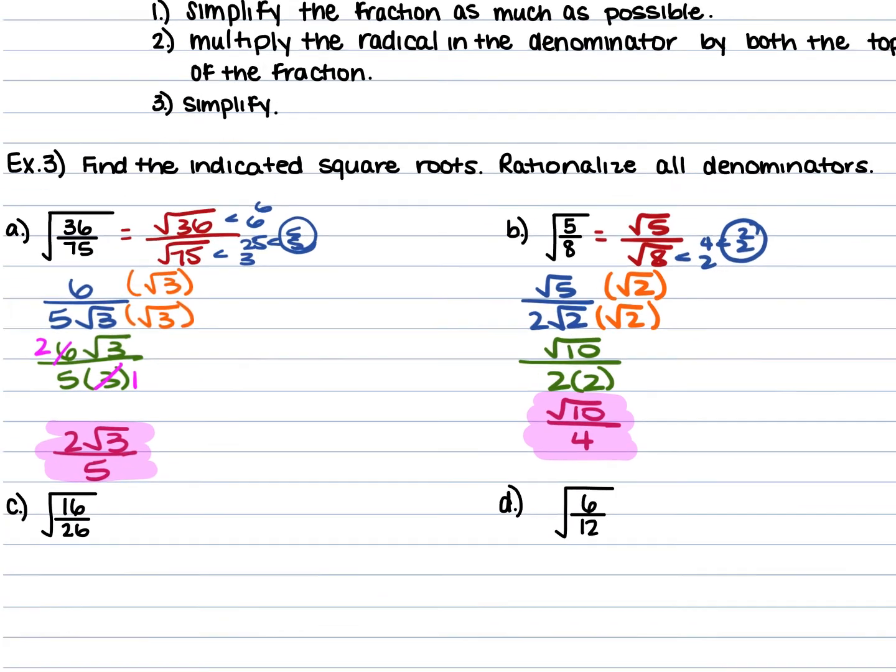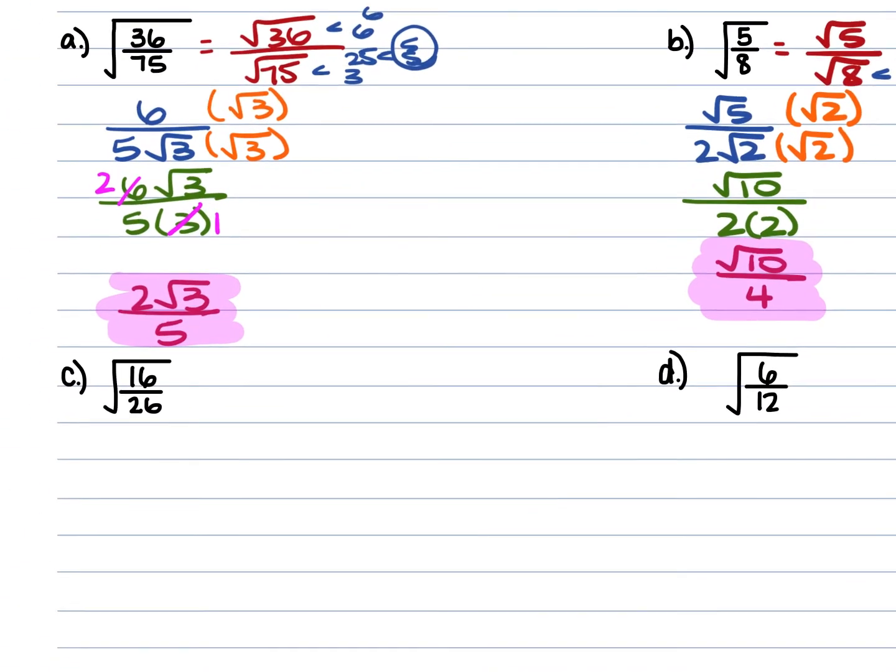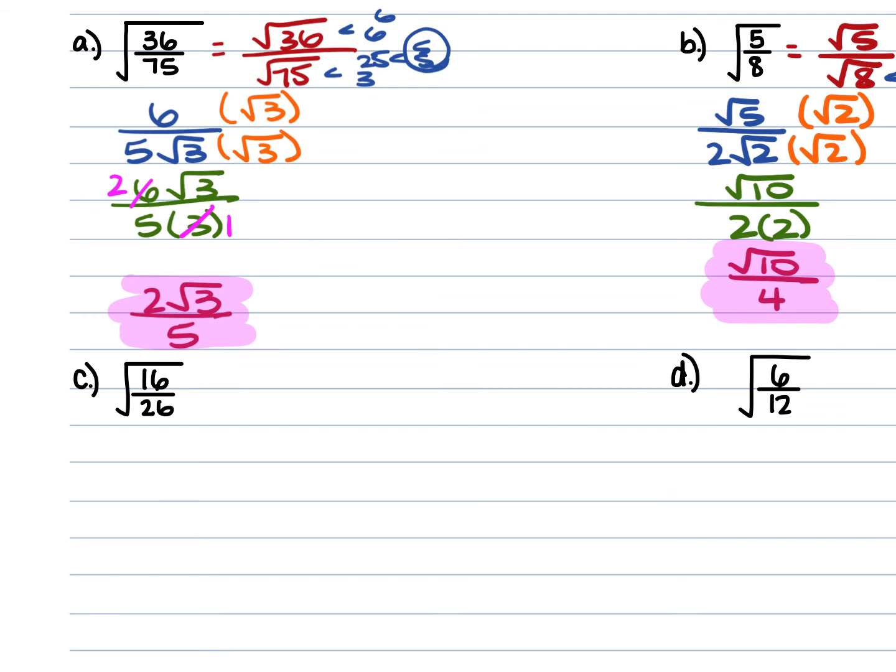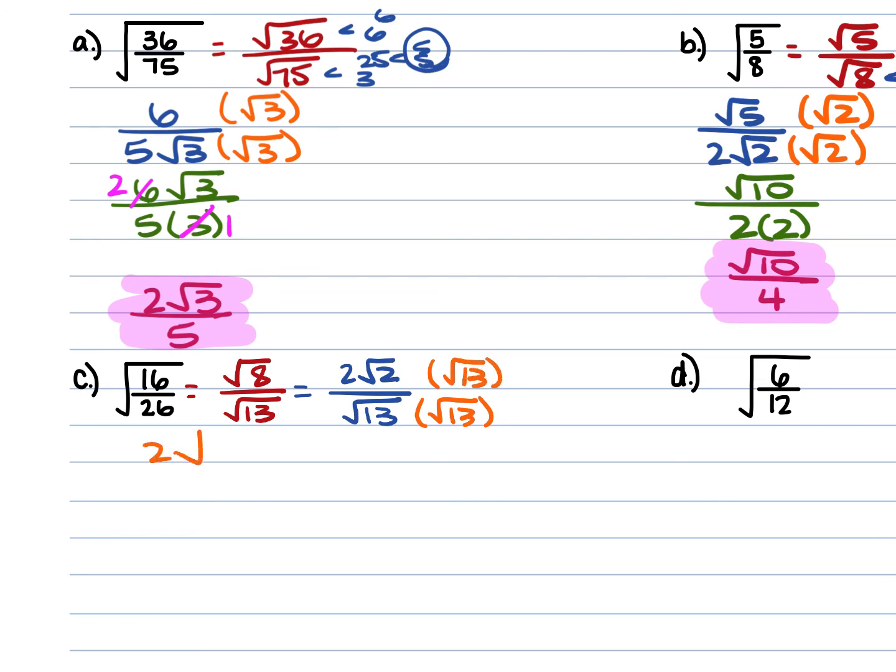For example C, we have the square root of 16 over 26. Now we can divide both of these by 2 and simplify it to be the square root of 8 over the square root of 13. That square root of 8 we just said was 2 square root 2 over the square root of 13. We're going to multiply the top and the bottom of this fraction by the square root of 13 to rationalize that denominator. And this is going to give us 2 times the square root of 2 times the square root of 13, which is the square root of 26, all over 13.